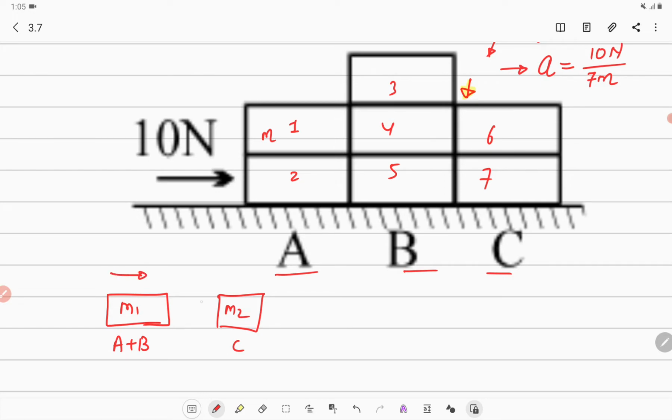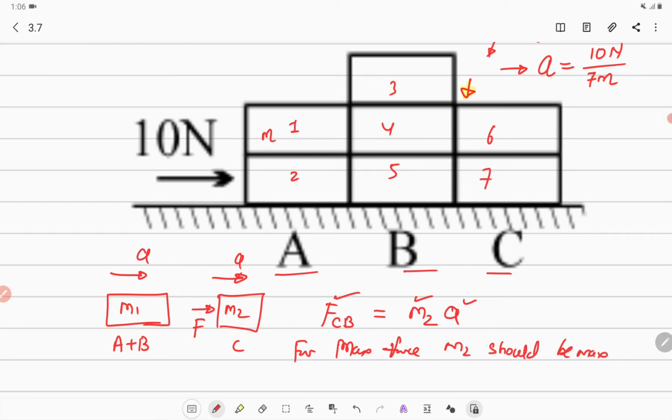But these, the combined A and B block and the C block, are moving with the same acceleration. And that acceleration will be provided to the block C by the force by column B. So the force by column B on the C column, FCB, should be the mass of that column into acceleration. As the acceleration is constant, for force to be maximum, mass should be maximum. For max force, this mass M2 should be max.